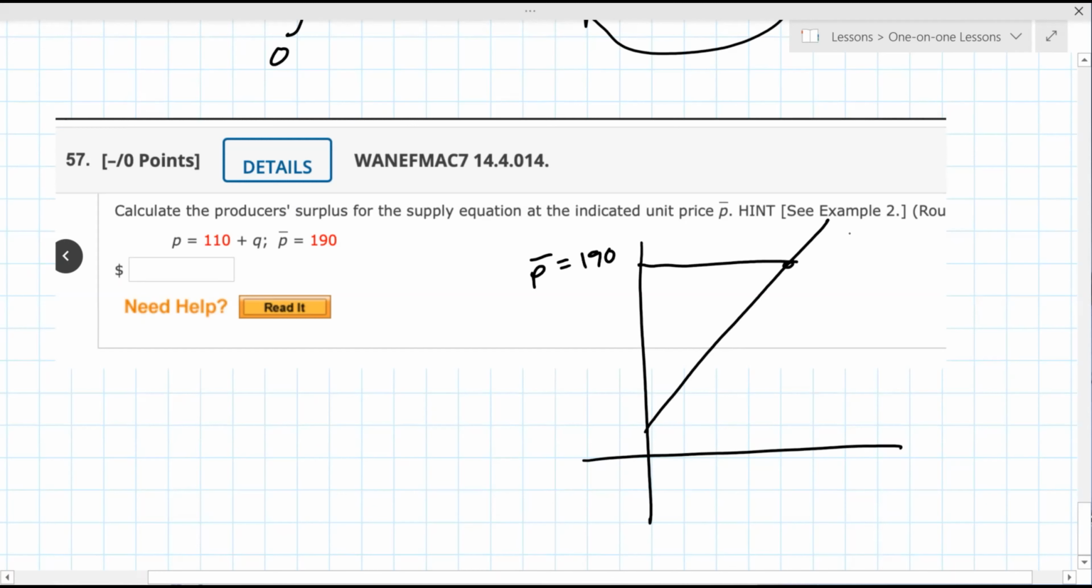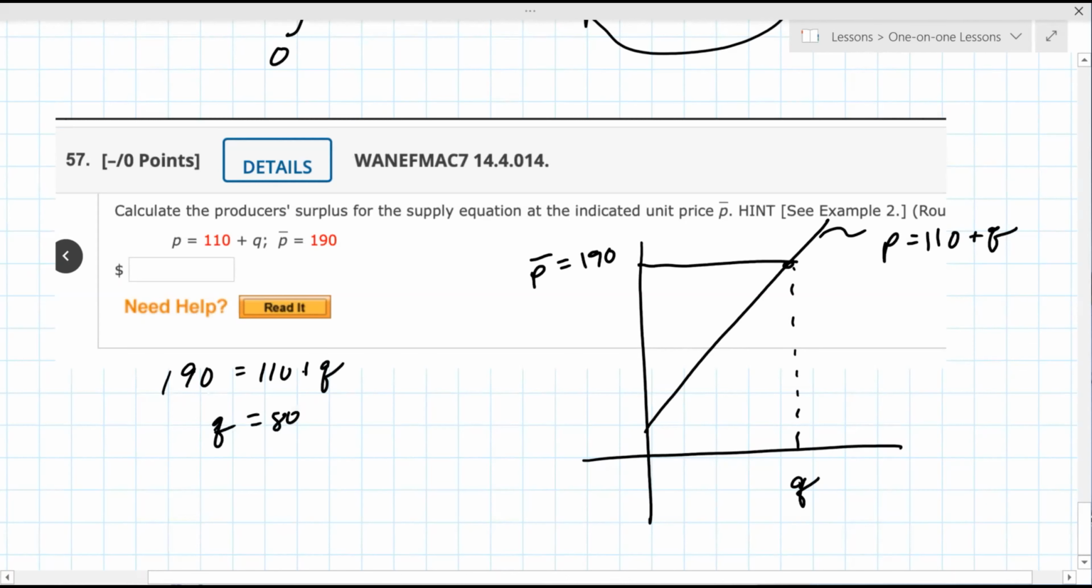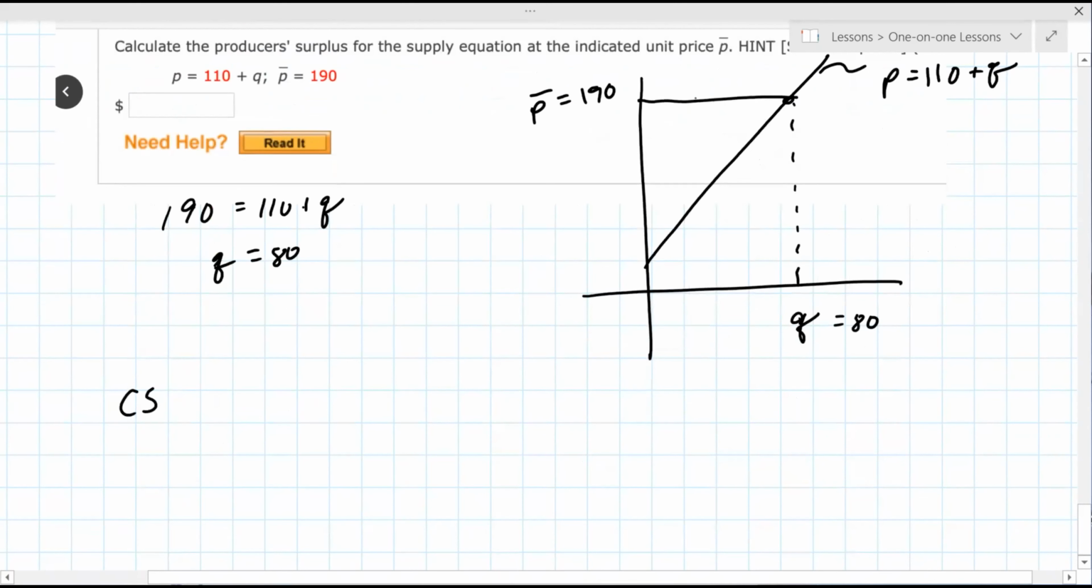This is the graph of P equals 110 plus Q. So you have to find this place right here, that Q, first. So you set them equal. You set 190 equal to 110 plus Q, and Q equals 80. That's pretty straightforward. I know you probably got a formula for consumer surplus, but more generally, it's just top minus bottom. This is your top, and this is your bottom. It's this area in between. So it's the integral from 0 to 80.